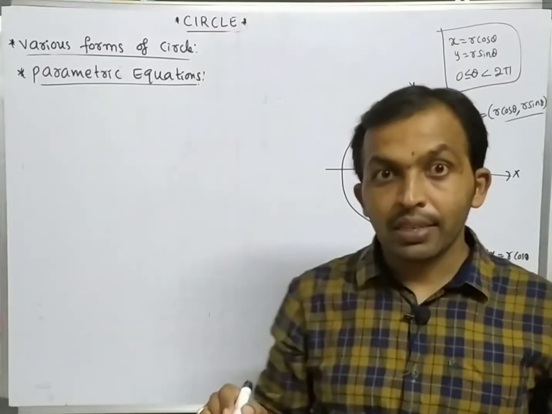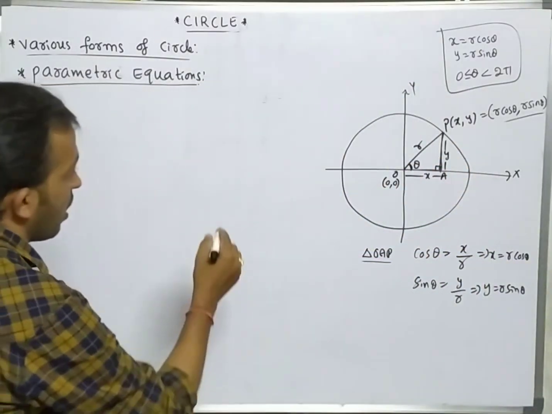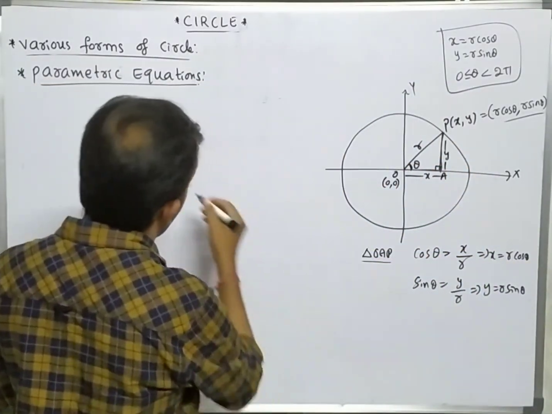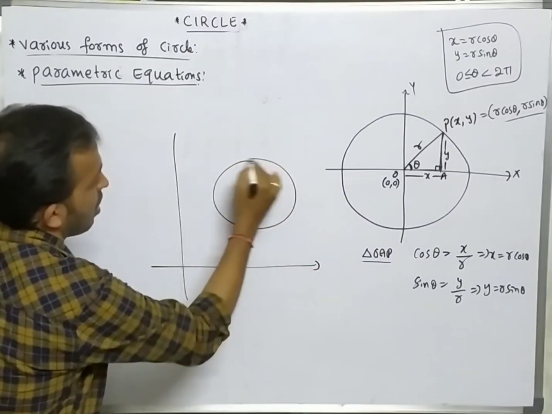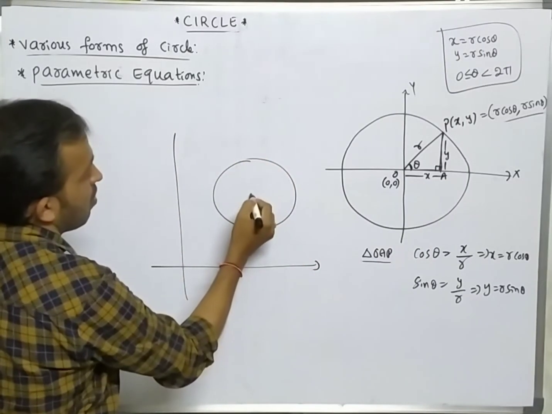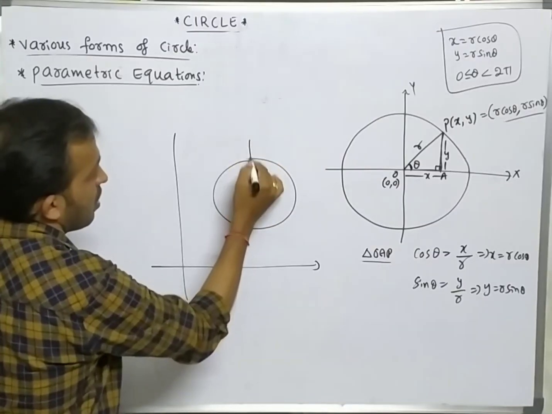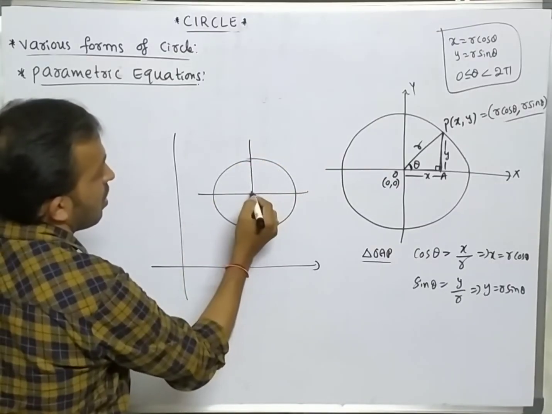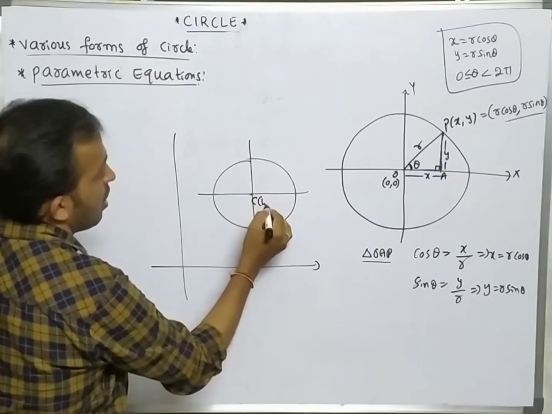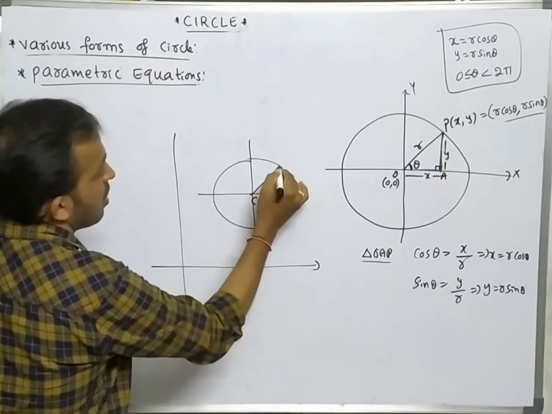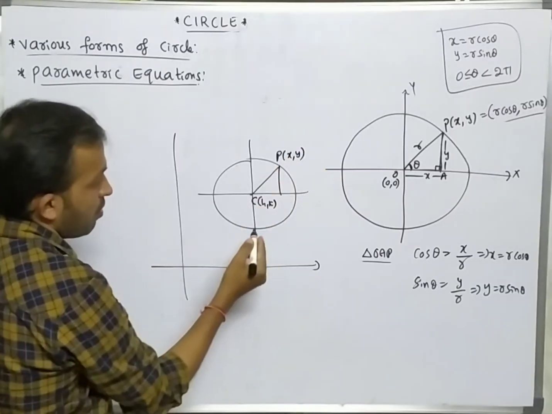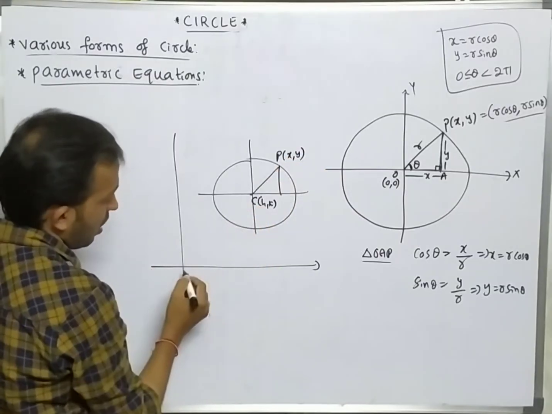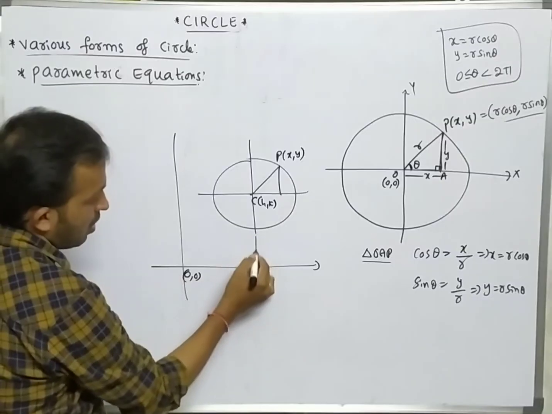So if the center is shifted to (h, k), then what happens? Same thing. So this is the center (h, k), right? So this is (x, y). Then here this is the origin, right? Okay.